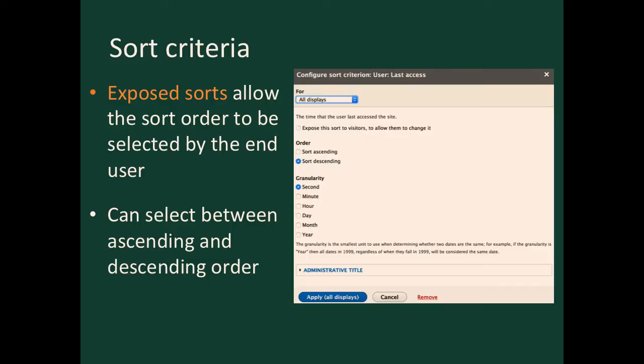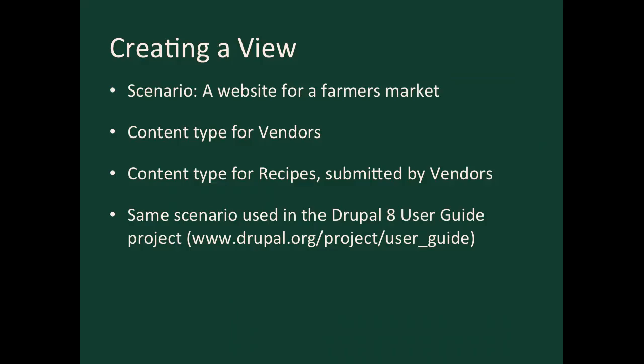So those are the 5 different configuration options that are most pertinent to creating a view. I want to try creating a view right now, an entirely new view from scratch, so we're not dealing with the Who's Online block anymore. The scenario that I have in mind for this is we're building a website for a farmer's market. That website has a couple different content types. One of those content types is vendors, people who participate in the farmer's market as business people selling goods.